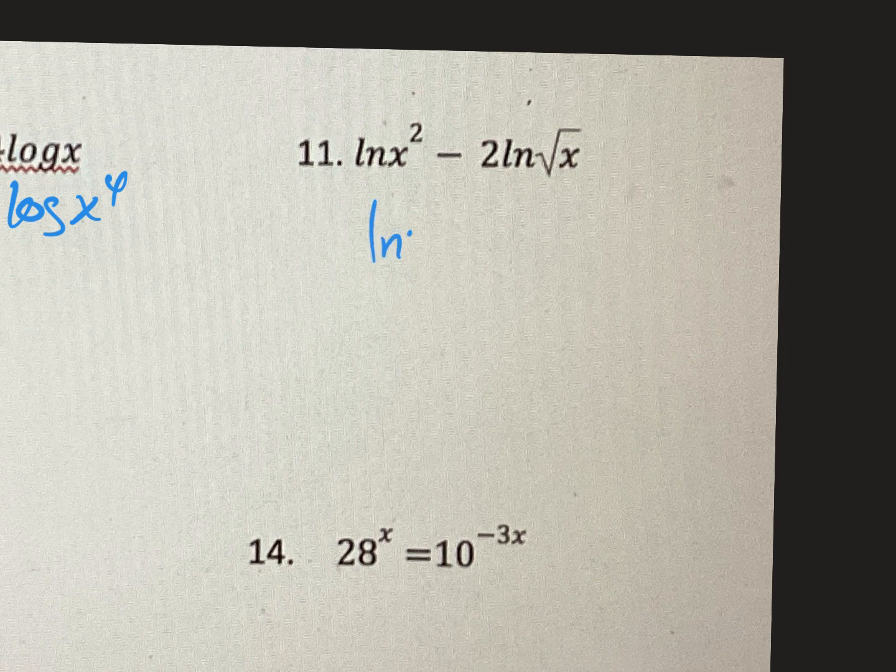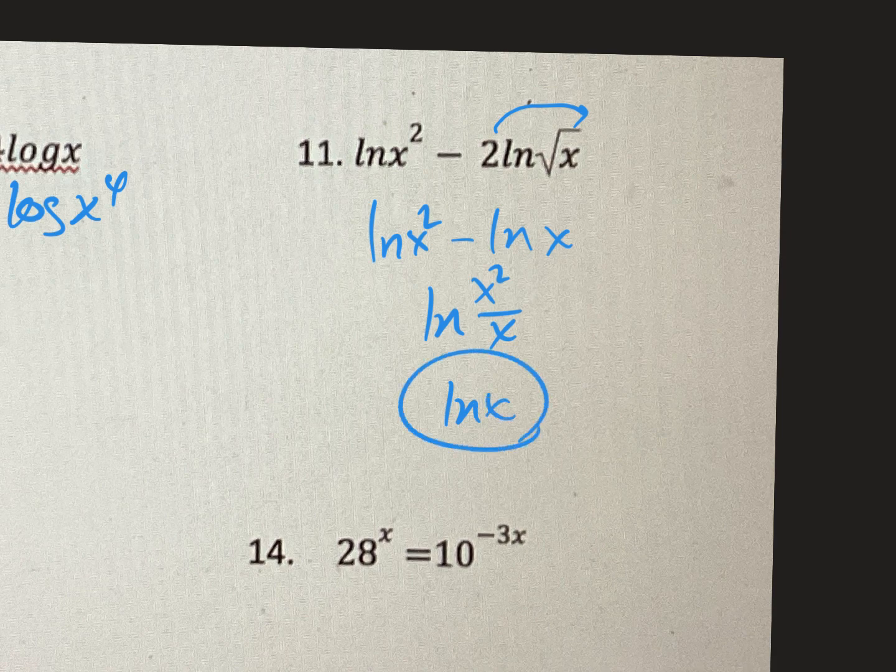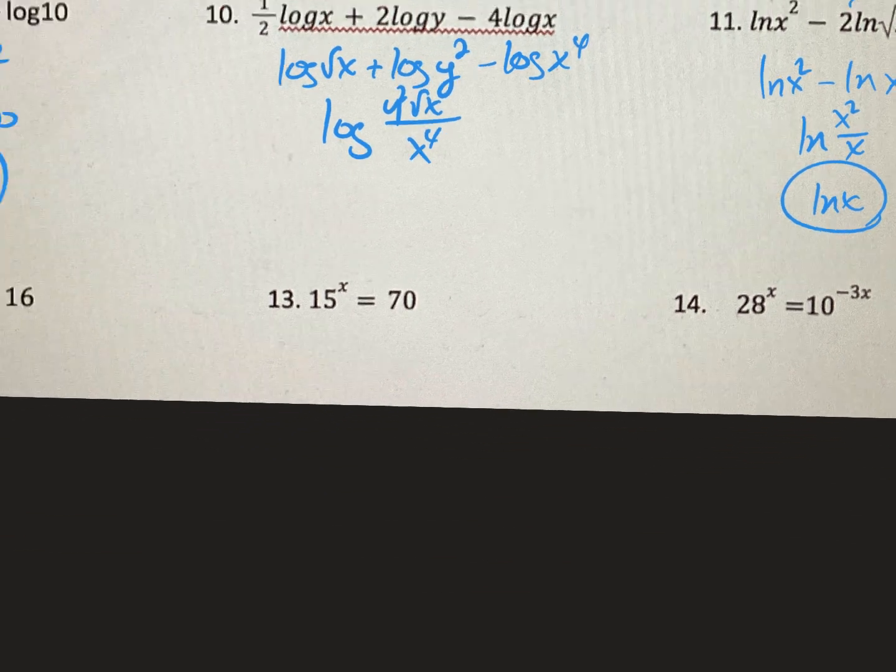Let's do this first. I'm going to have natural log of x squared minus that 2 right there, which is really the exponent. And if you square a square root, that's just x. Now if I subtract, you divide, so I have x squared over x, which is just natural log x. I'd really look at that one carefully if I were you.